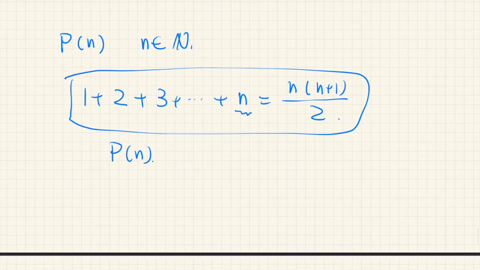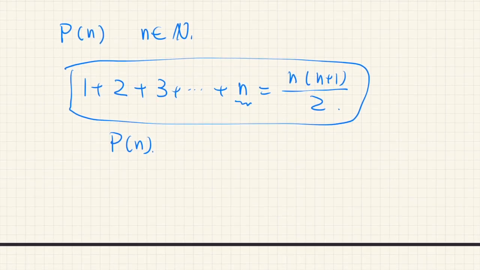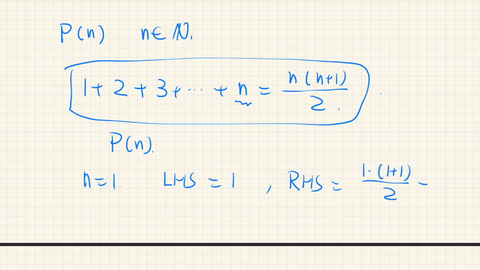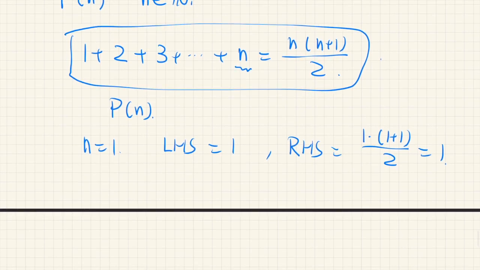Okay, so let's see if this formula is true. When n is equal to 1, then the left-hand side is equal to 1, and the right-hand side is equal to 1 times 1 plus 1 divided by 2, which is equal to 1. So this formula is true. So P of 1 is true.